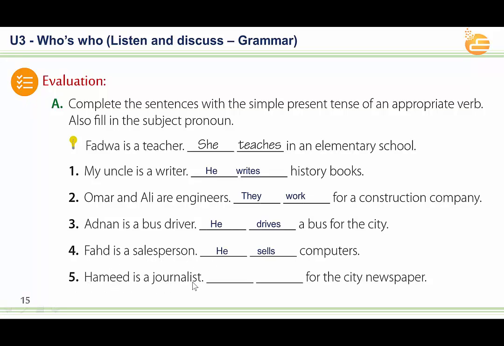Number 5. Hamid is a journalist. Hamid. He's a boy. So we have to say he. Okay. For the city newspaper. What do you think? He what? For the city newspaper. He writes or he works. Very nice. If you said writes, correct. If you said works, also it's correct. Very nice. Thank you very much.